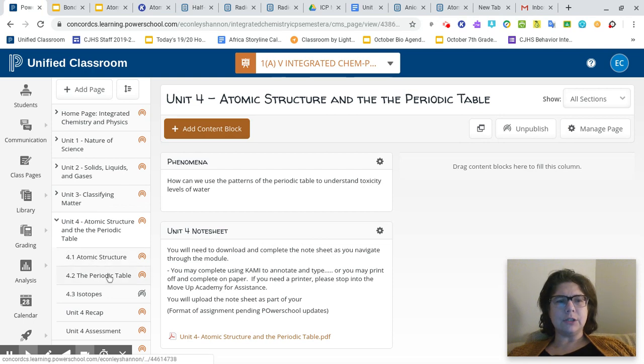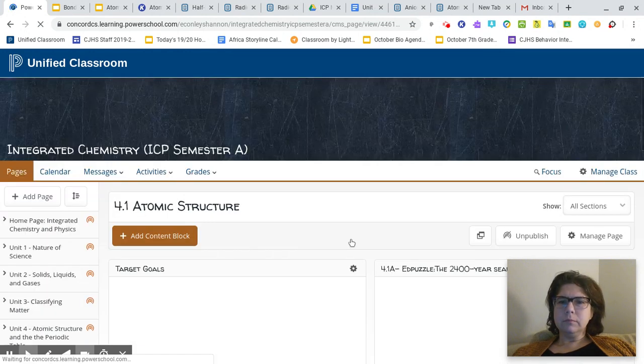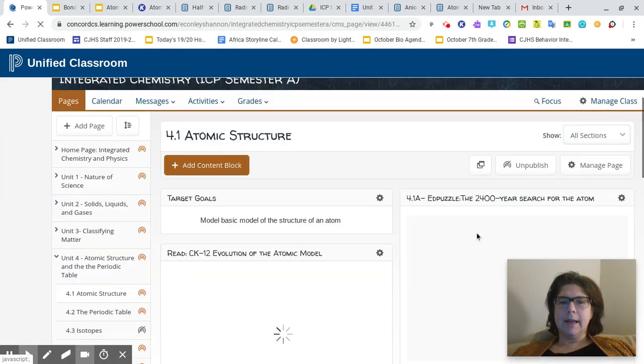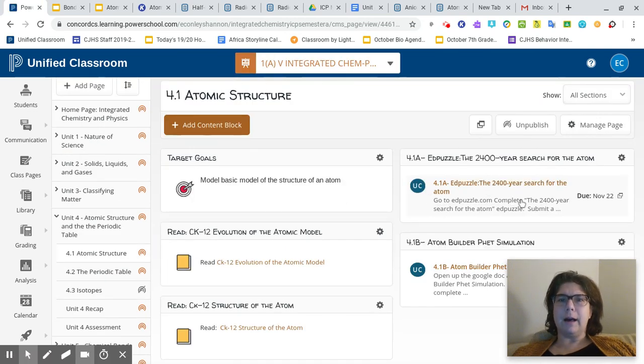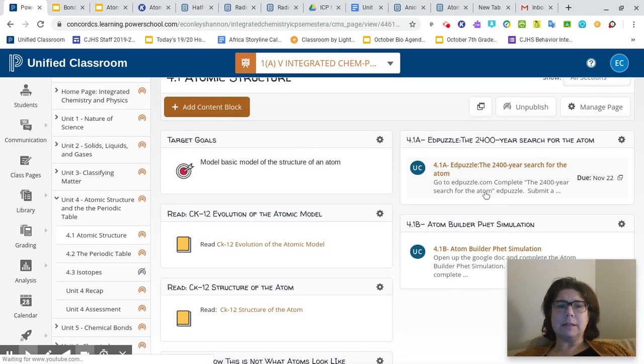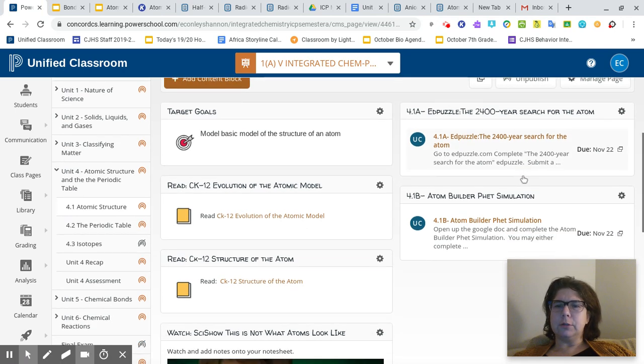So we have two sections for this unit. In section 1, you will have readings and videos to do. Here you will learn about the overview of how the idea of the structure of the atom came about and how it's changed over time. So there is an Edpuzzle as well as a reading to do. The reading can go in your note sheet. The Edpuzzle you will complete, and you can also add notes on your note sheet too.